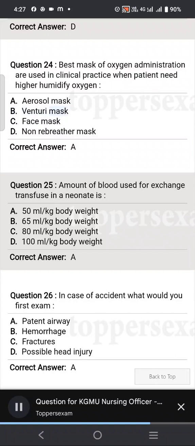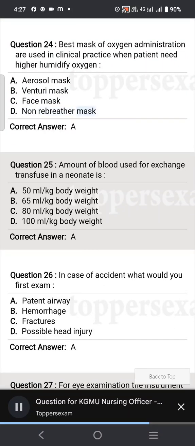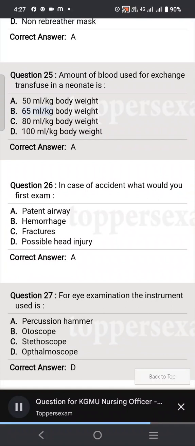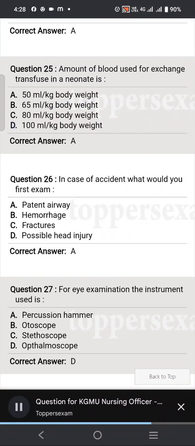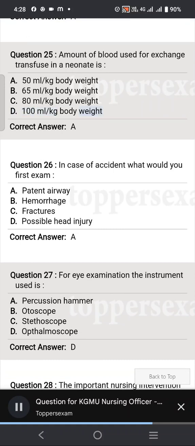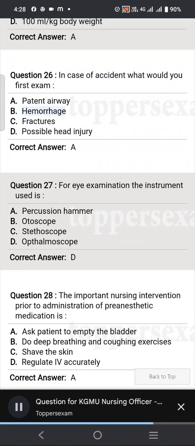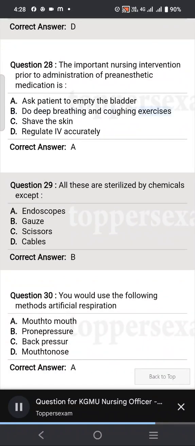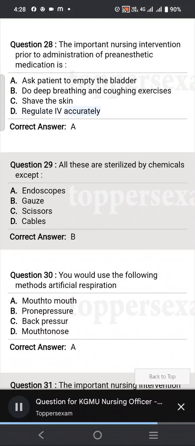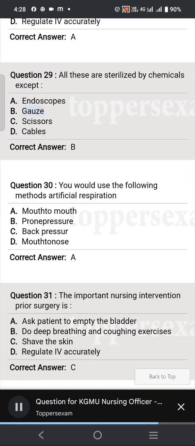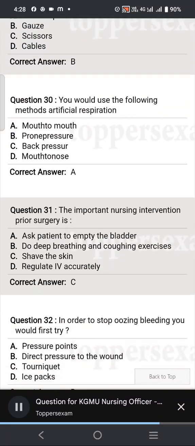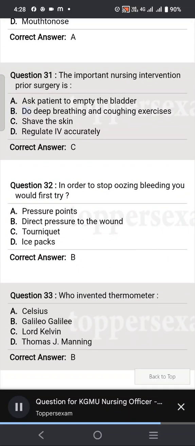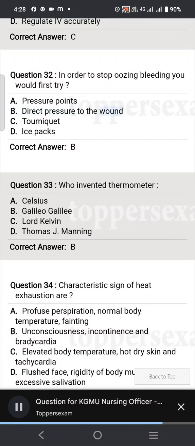B. Venturi mask. D. Non-rebreather mask. B. 65 milliliters per kilogram body weight. D. 100 milliliters per kilogram body weight. B. Hemorrhage. B. Otoscope. B. Do deep breathing and coughing exercises. C. Shave the skin. D. Regulate IV accurately. B. Gauze. D. Cables. B. Direct pressure. B. Do deep breathing and coughing exercises. B. Direct pressure to the wound.